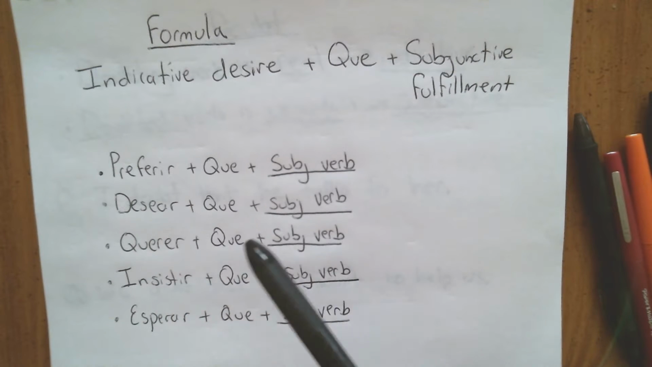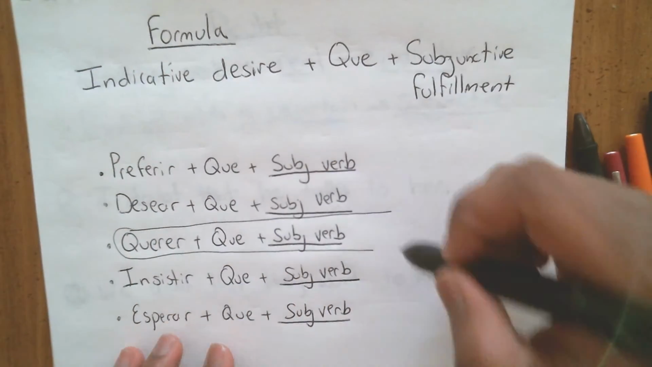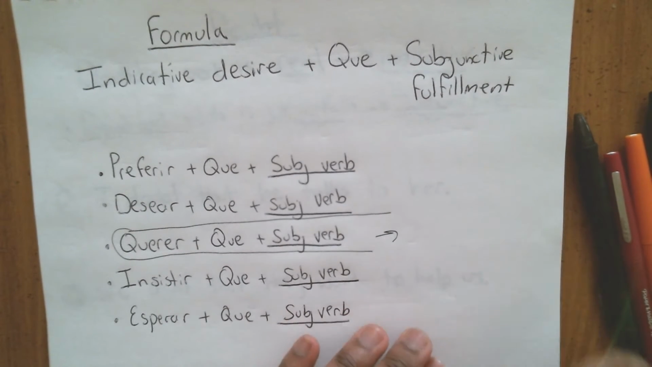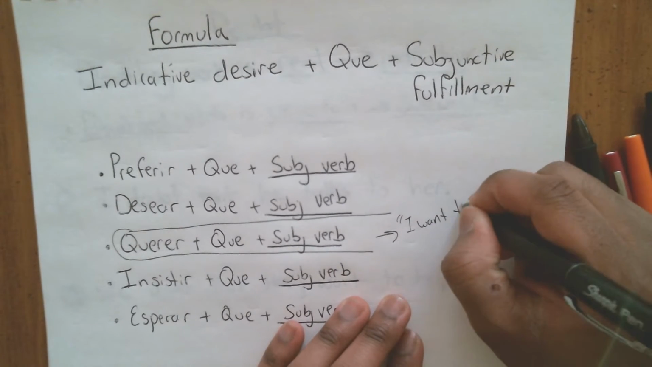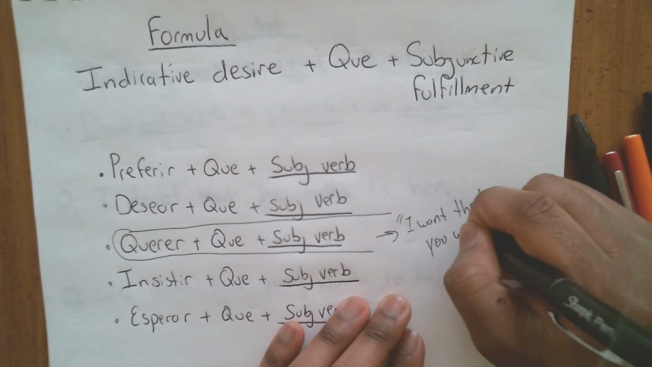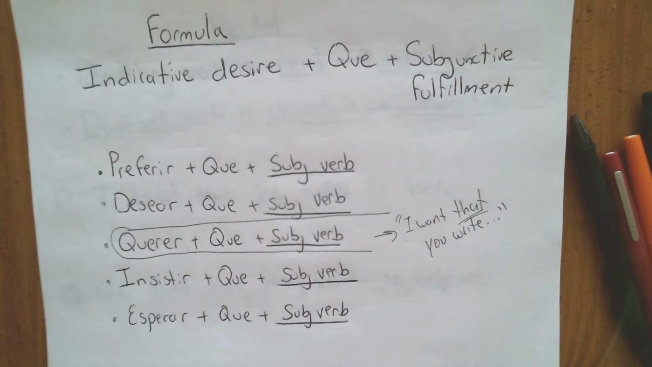Querer plus que plus verb. I would say quiero que escribas. Now, one thing to note about querer plus que plus verb is that this is another figure of speech. In Spanish, you do not say I want you to write. You would say something like I want that you write. Or we want that he doesn't come. You get the idea. Your que is extremely important. It is not I want and then you write. It's not quiero escribas. It's quiero que escribas. You say I want that you write. So even when you're using the verb want, always remember to put the that.